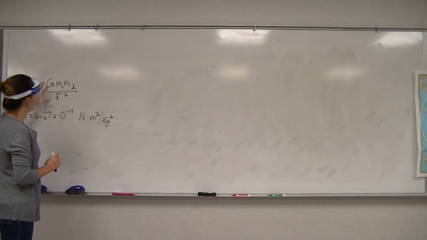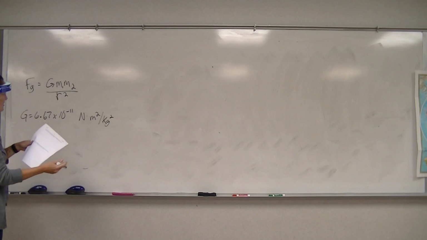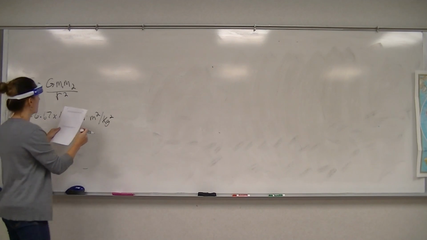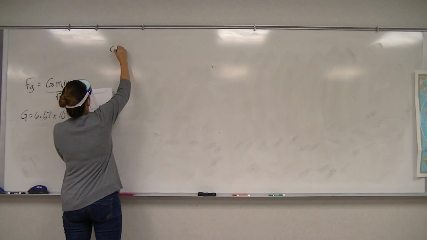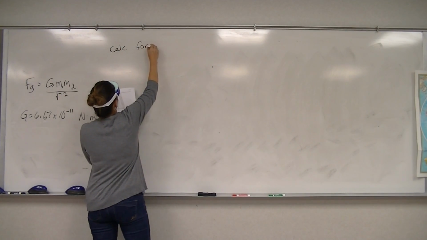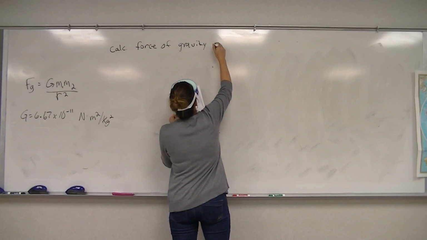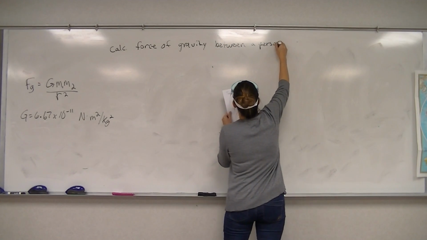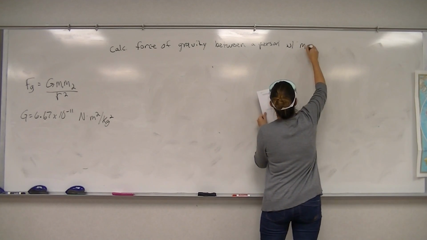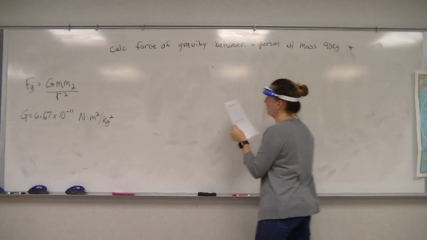Okay, so let's look at what types of problems, because I explained the concepts quite a bit in the PowerPoints, but I don't do any problems in the PowerPoint, so let's focus on that using this equation. So we have calculating the force of gravity between a person with a mass of 90 and a car.